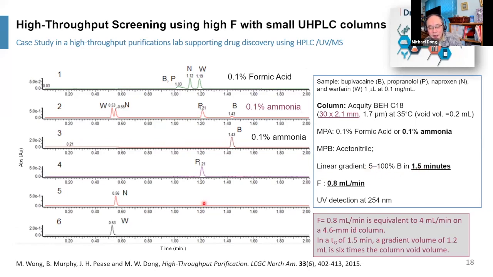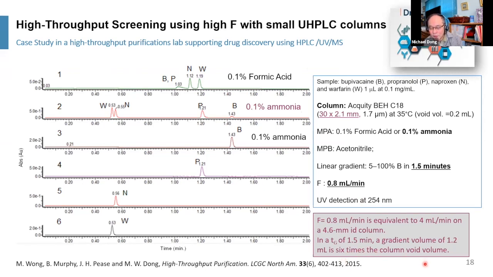With a full gradient, you can have pretty nice separation, right? Now, why do we call it high throughput screening? Because in 1.5 minutes, which is not a long time, the gradient volume at 0.8 mL per minute, which is a pretty high flow rate for that column, is 1.2 mL, right? But 1.2 mL is 6 times the column void volume, right?